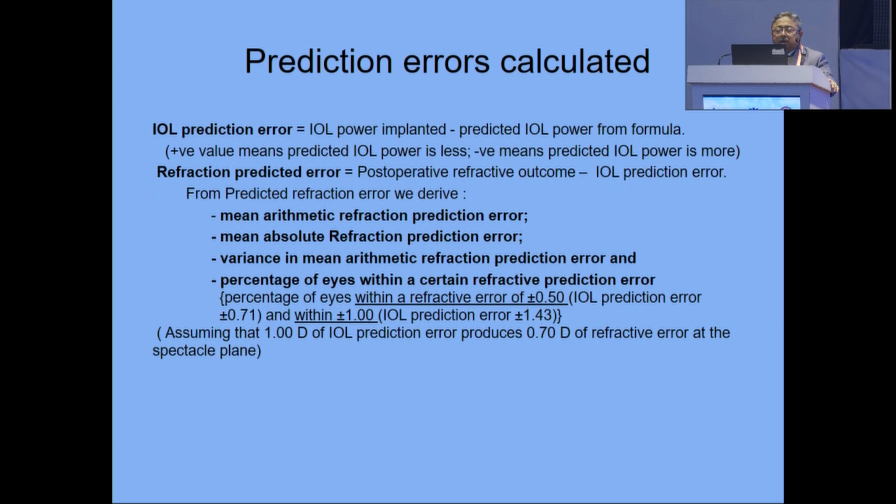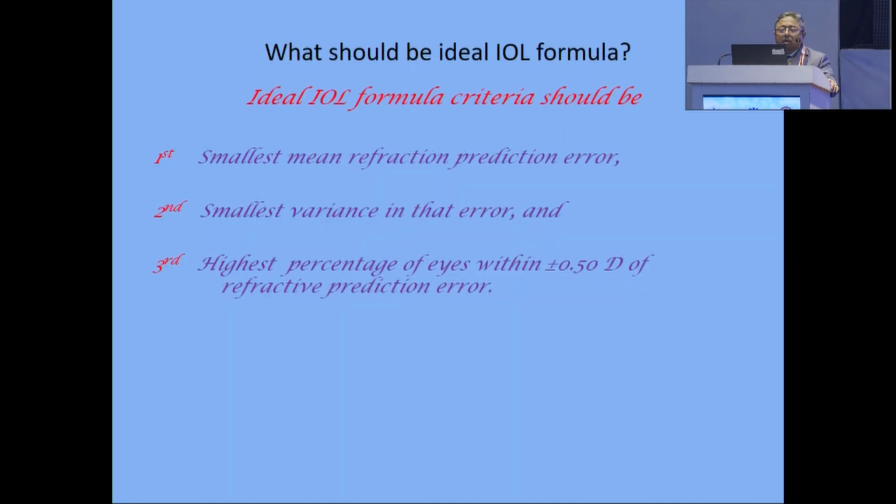The prediction errors calculated are the IOL prediction error, mean arithmetic refractive prediction error, mean absolute refractive prediction error, variance in the mean arithmetic refractive prediction error, and percentage of eyes within a certain refractive error, that is within 0.5 and 1 diopter. What should be the ideal IOL formula? The ideal formula should have the smallest mean refractive prediction error, the smallest variance in that error, and the highest percentage of eyes within 0.5 diopter of refractive prediction error.